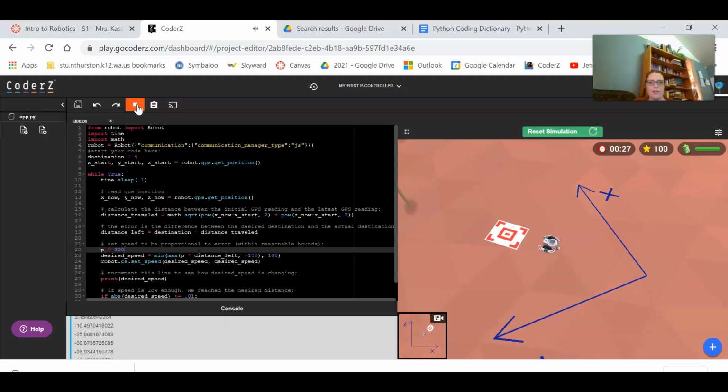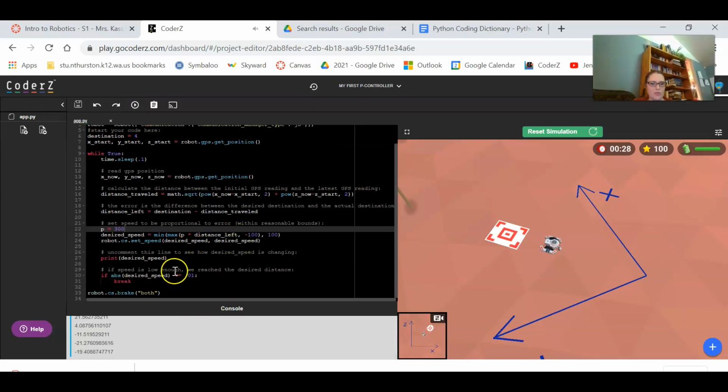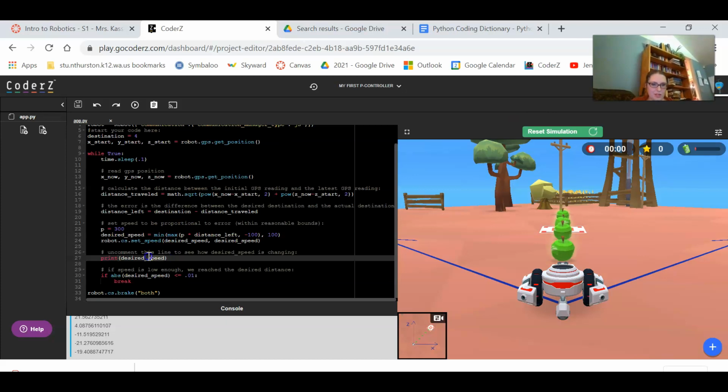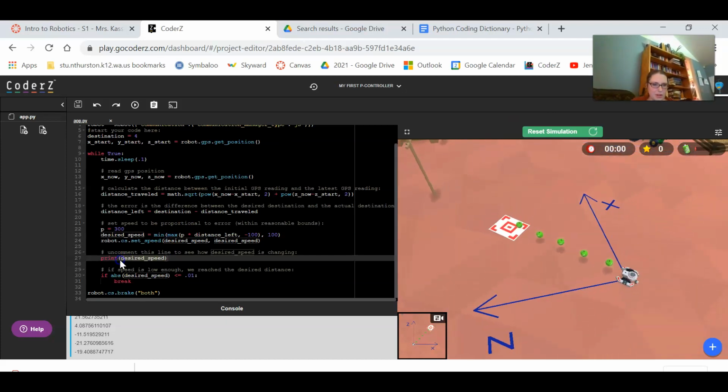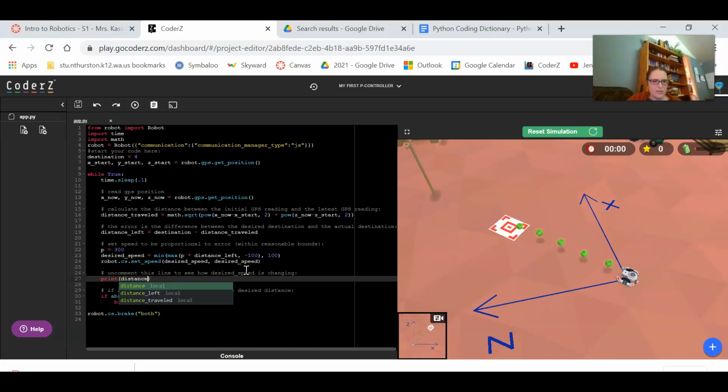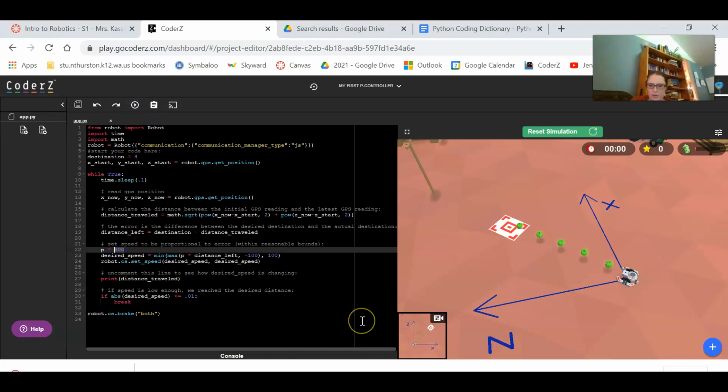I want to sort of verify that that's true. So what I'm going to do is instead of having the print screen be the desired speed, I want to know where I am, honestly. So I'm going to have it print the distance traveled. Let's see how that works. This does what I wanted to. And 300 was too nutso pants. So we're going to put it back on 50 where it started.